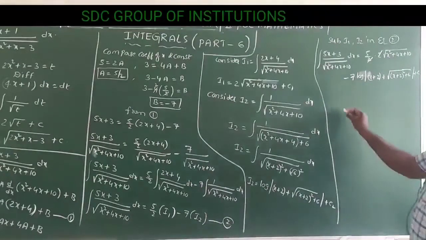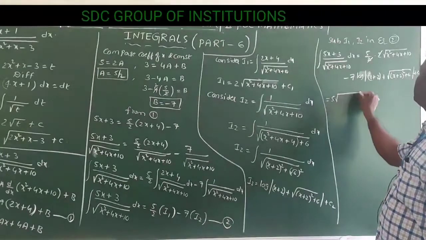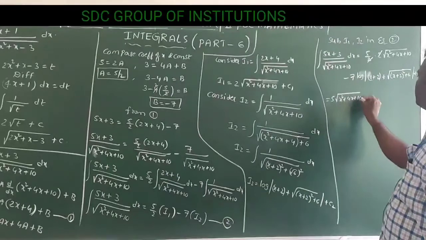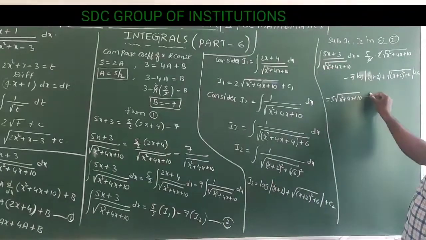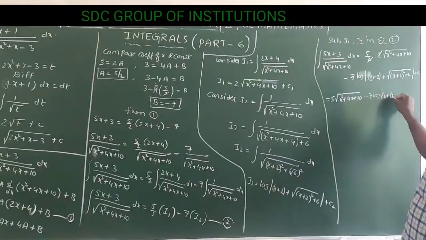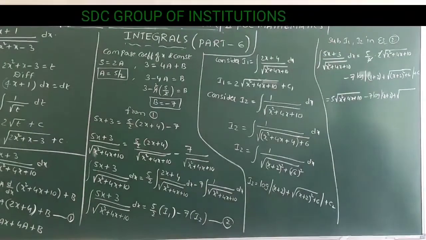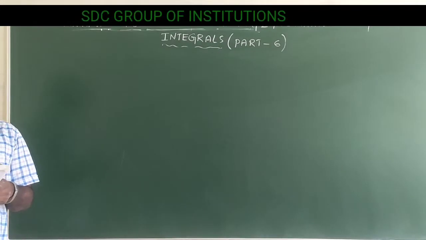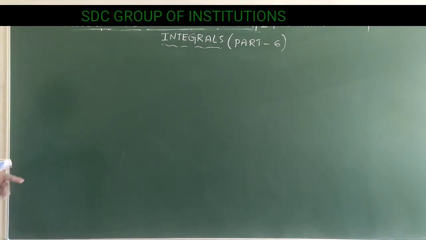So the final answer is 5 into under root of x square plus 4x plus 10 minus 7 log of x plus 2 plus under root of x plus 2 whole square plus 6, plus C is the answer. Next I will explain 24, 25. After that, the remaining type 3 questions I will give as homework.